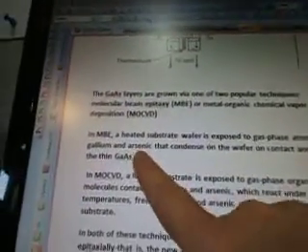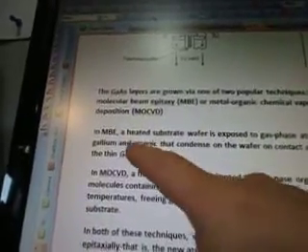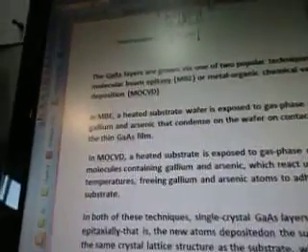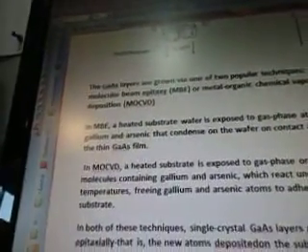Arsenic comes up with most of the alien things that we find that are alien to Earth. They have arsenic in them. Atoms that condense on the wafer to contact and grow the thin GaAs film.